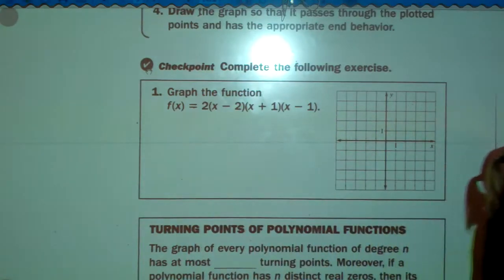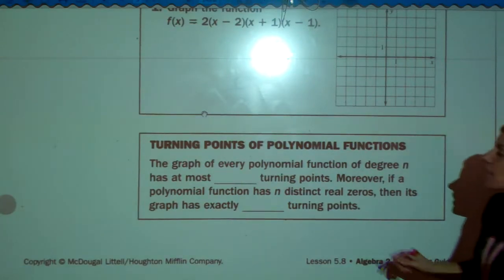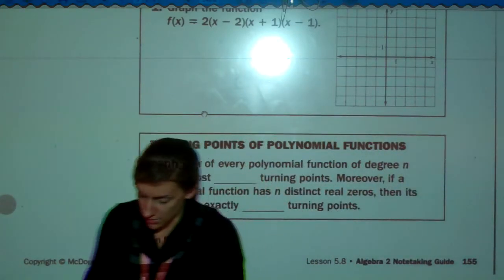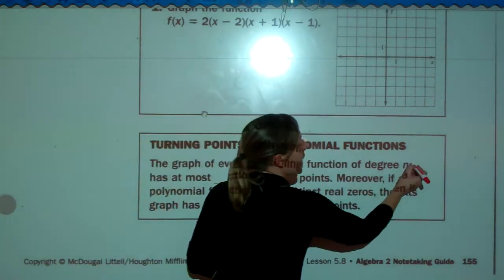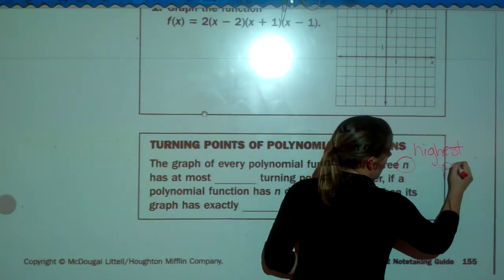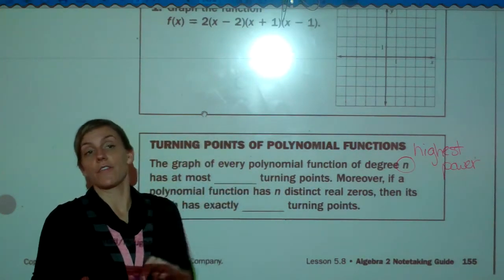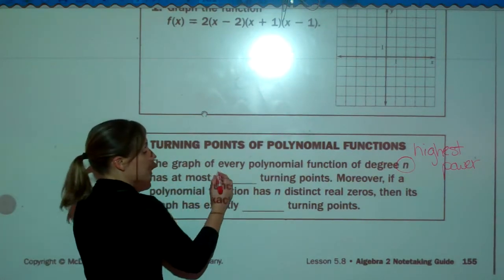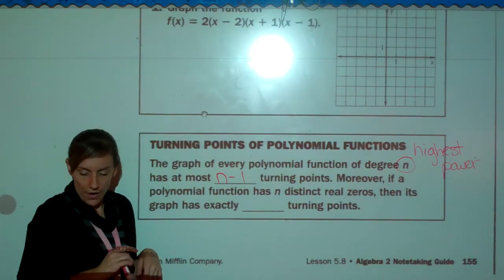Alright, so the very end says, the graph of every polynomial function of degree n has at most blank turning points. Okay? All right, so degree n means the highest power. So if the highest power is a 3, that's the degree. If the highest power is a 4, that's a 4. So it says that turning points, it actually has one less. So we say n minus 1. So it's one less than that. And we'll talk more about that. We'll practice more on that.